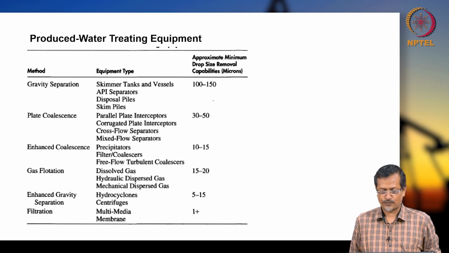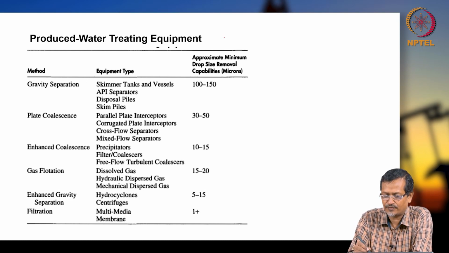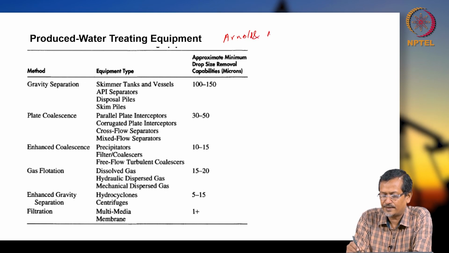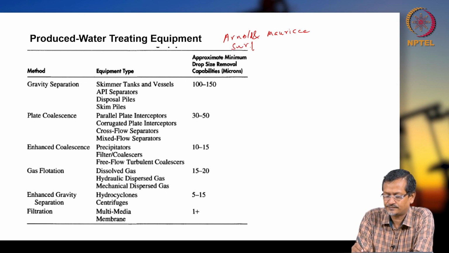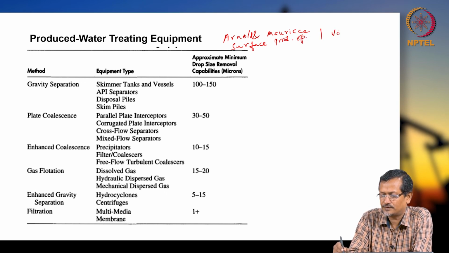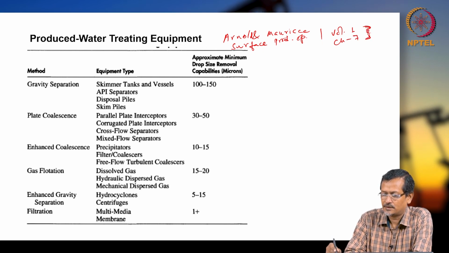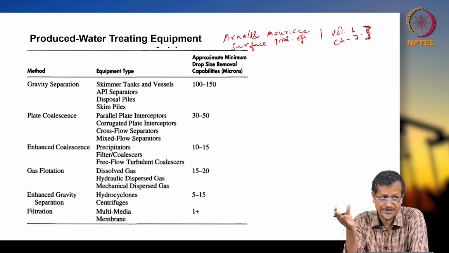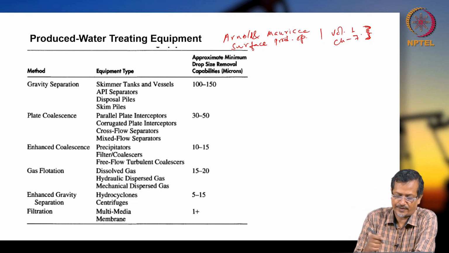So, produced water treatment equipment. This picture and this table I have taken from the Arnold and Morris book, Surface Production Operations, volume 1, chapter 7. Again, you have to check the edition, whether a new edition came up and the chapter number changed, I don't know, but this is volume 1, chapter 7. Whatever I am following from the book.